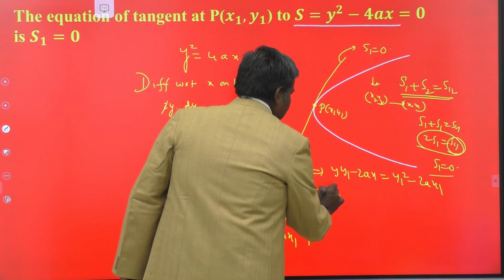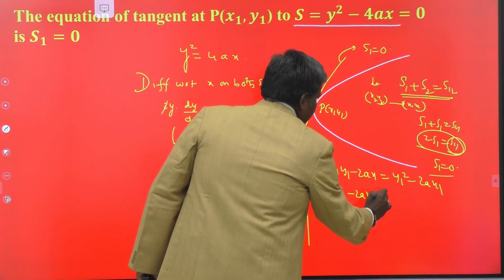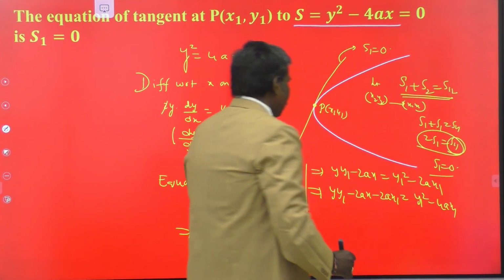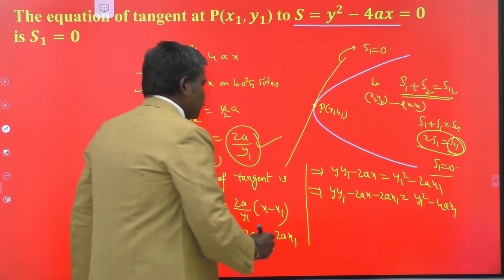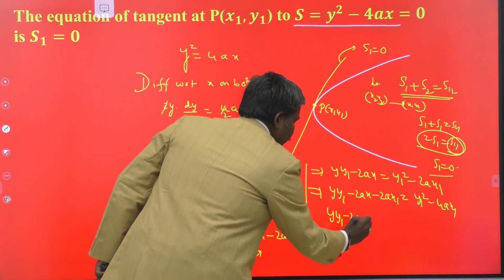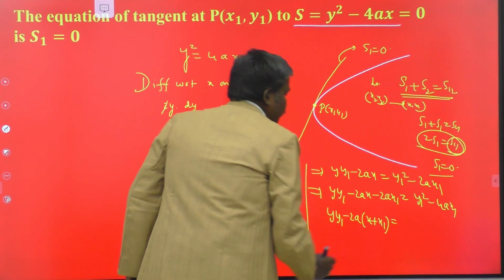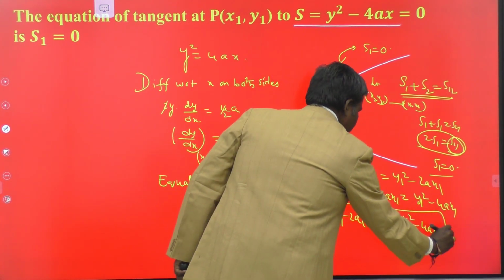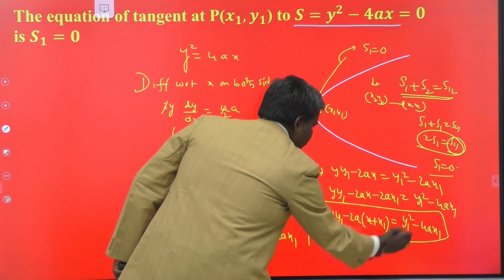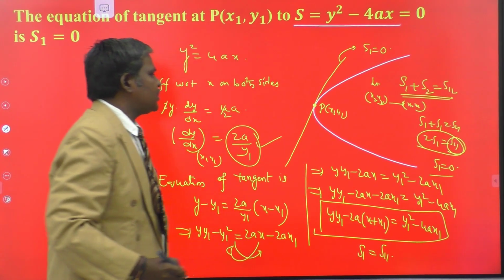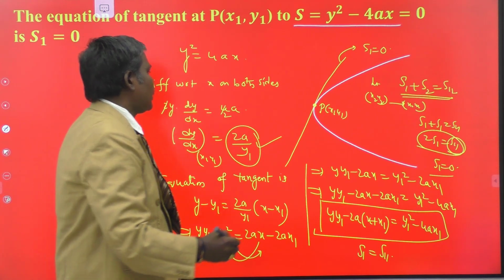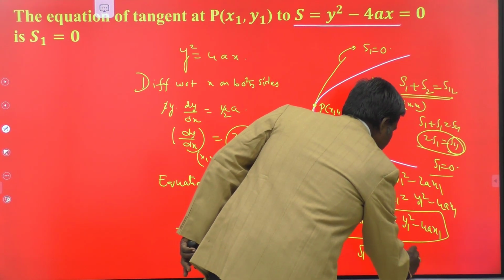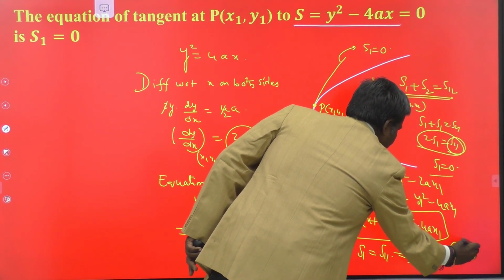What do we obtain, my dears? y1y - 2ax - 2ax1 = y1² - 4ax1. What is this? y1y - 2a(x + x1) = y1² - 4ax1. This means the left side is S1 and the right side is S11, so S1 = S11. But (x1, y1) lies on the parabola, so S11 = 0, which implies S1 = 0.